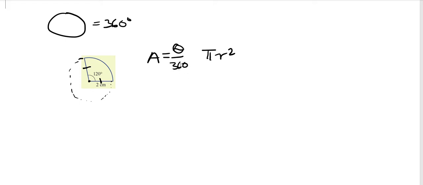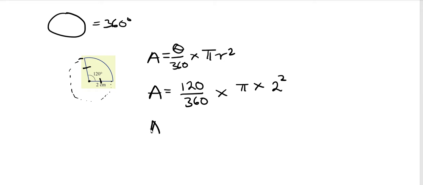It could be half, it could be a quarter. It just depends on what angle I have. So that's the way we write it as a formula. This is the angle given to us, in this case 120. So I have 120 degrees out of 360 times pi times r, which is 2, so 2 squared. This fraction, 120 over 360, can simplify to 1/3. So I have 1/3 of the full circle, which is pi times 2 squared.